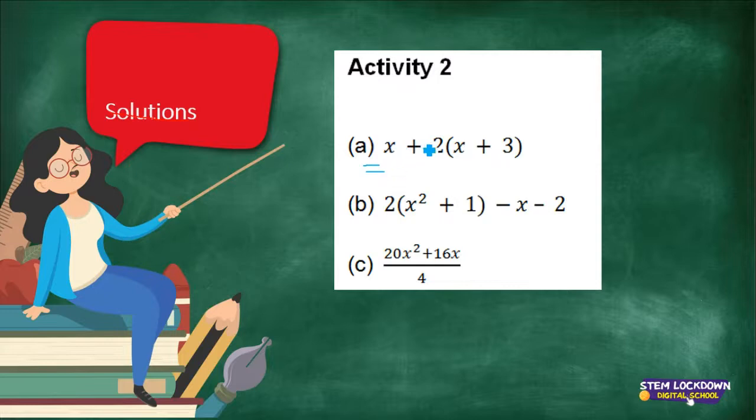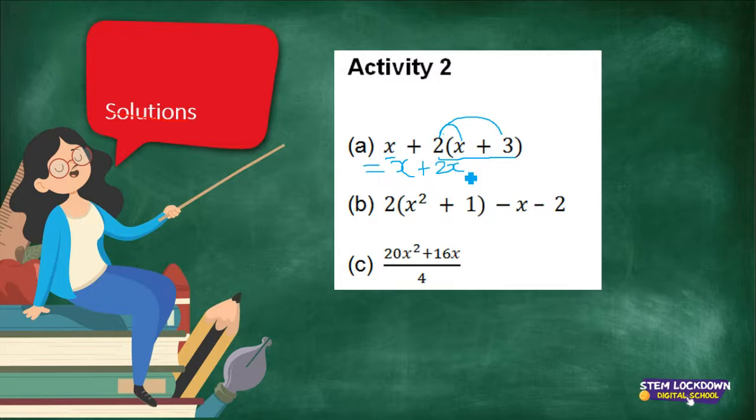So in this case, bring down the x. You are not allowed to add the x to the 2 because this is one term and these are two different terms. What you need to do here is use the distributive law to multiply 2 into the brackets. So 2 times x, and then 2 times positive 3. 2 times x is 2x.